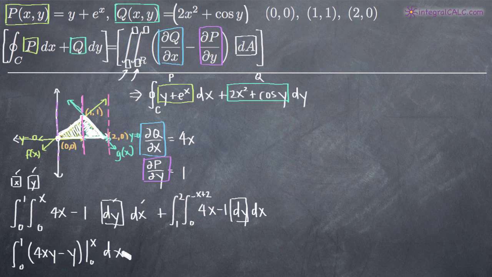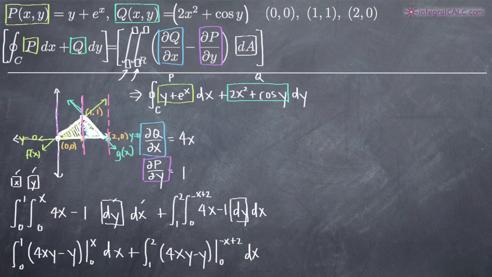We go ahead and leave our dx. Again, same thing here. We leave our outer integral from 1 to 2. We evaluate. We get 4xy minus y, and we'll be evaluating that on the range 0 to negative x plus 2. And we go ahead and leave dx there as it is.